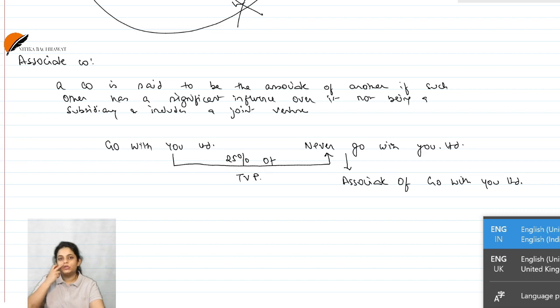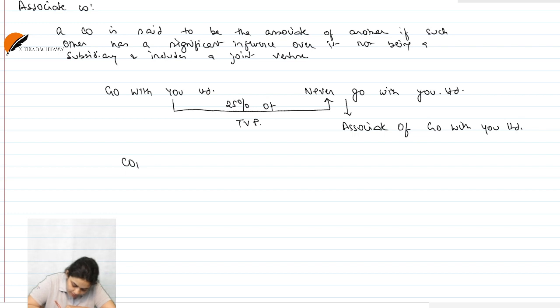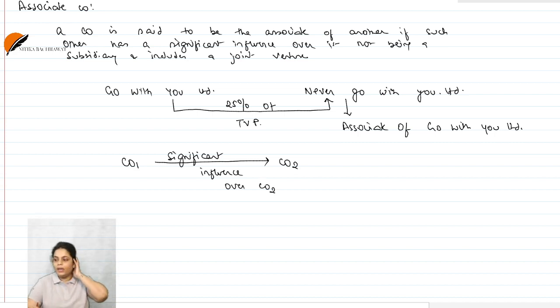So what does this actually mean? Let's understand this. Let's say there are two companies, company 1 and company 2. Company 1 has a significant influence over company 2. Then company 2 becomes the associate. Who is influencing? Company 1. Who is being influenced? Company 2. So obviously company 2 is the associate.